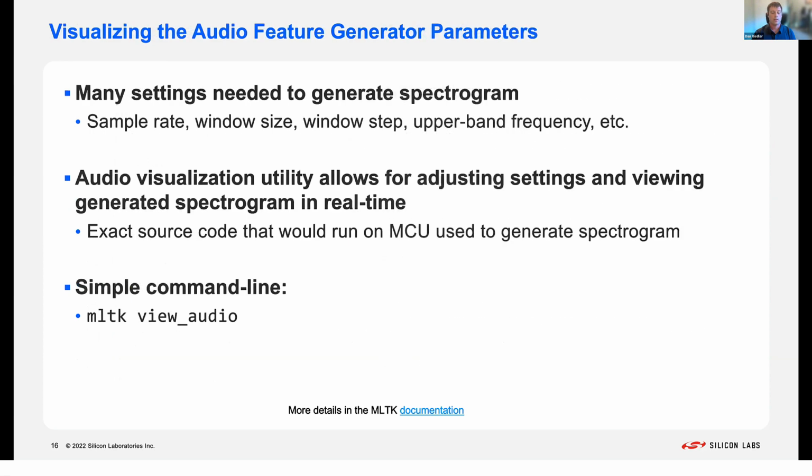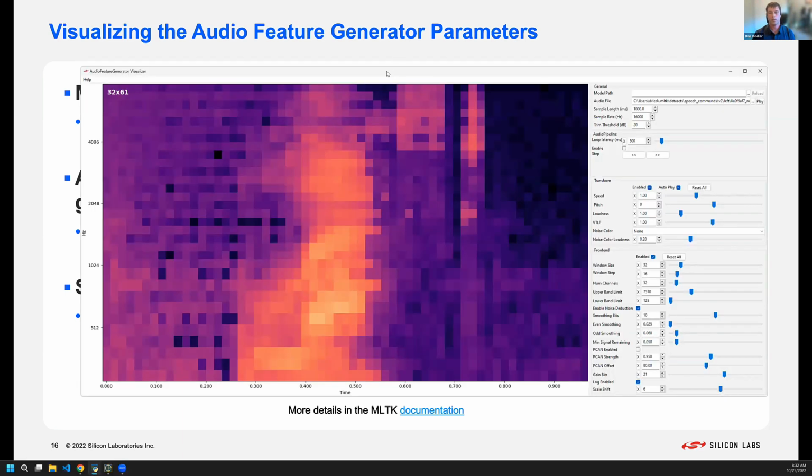So, as I said, there are many different settings needed to create a spectrogram. You have the sample rate, you have the window size, the window step, upper band frequency. There are many different settings. To help get an idea of what to choose for each of these settings, the audio feature generator features an audio visualization utility, which allows for adjusting these settings and viewing the generated spectrogram at runtime. And it should also be noted that because of the Python wrapper, the exact source code that runs on the embedded MCU is used on the PC to generate the spectrogram. This utility is available with a simple command line, mltk view_audio. When you run that command line, it'll pop open a utility that looks like this.